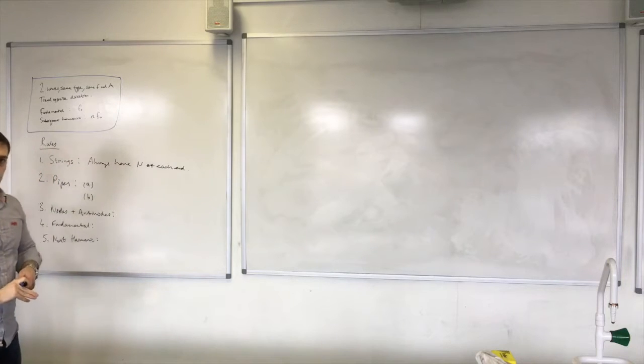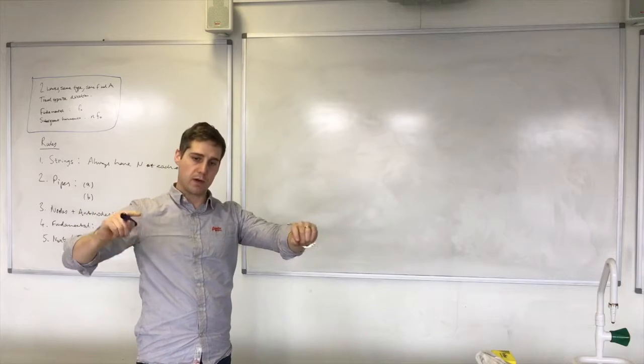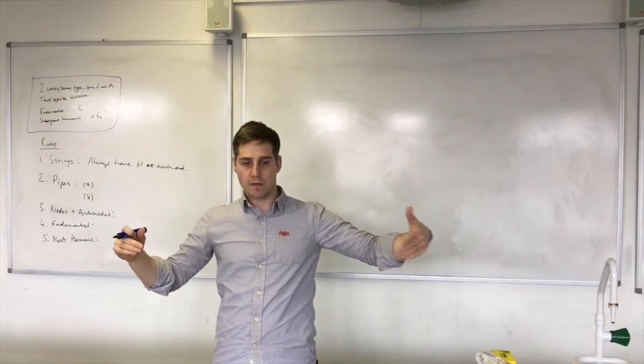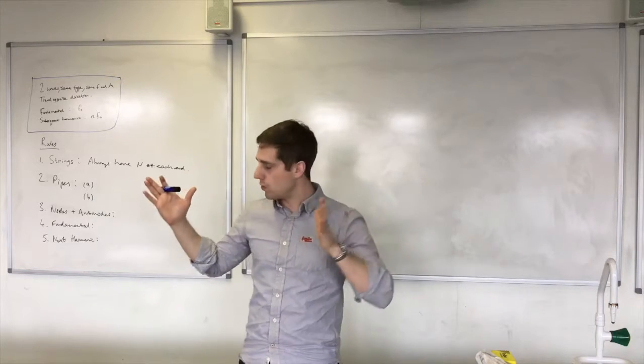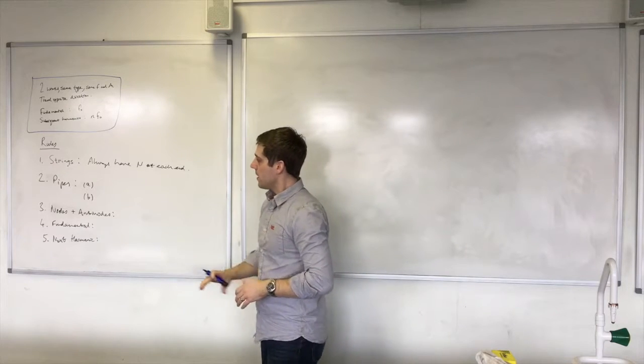Okay, so that's our rule for if we've got a string and we move one end of the string up and down, causing a wave to propagate across and be reflected, then if you have a harmonic, you always have nodes at either end. Pipes.